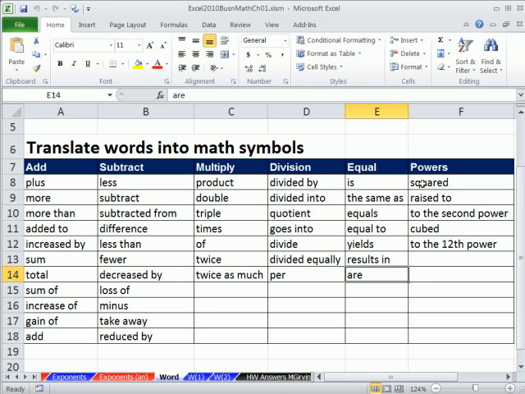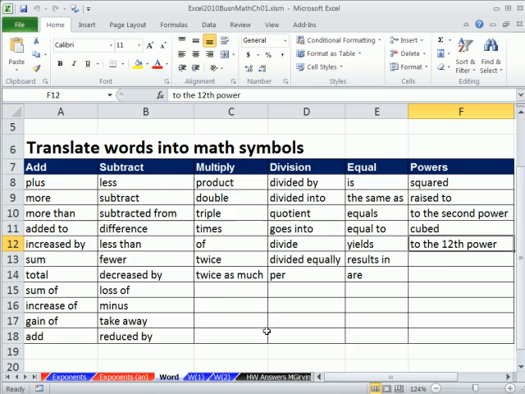And then powers: squared, raised to the second power. That would be a 2. To the second power is parallel to double, right? Double means multiply, only you take the number and multiply it by 2. Raised to the second power means you take the number and you raise it to the second power, which means caret 2. Cubed, that means 3, and to the 12th power.